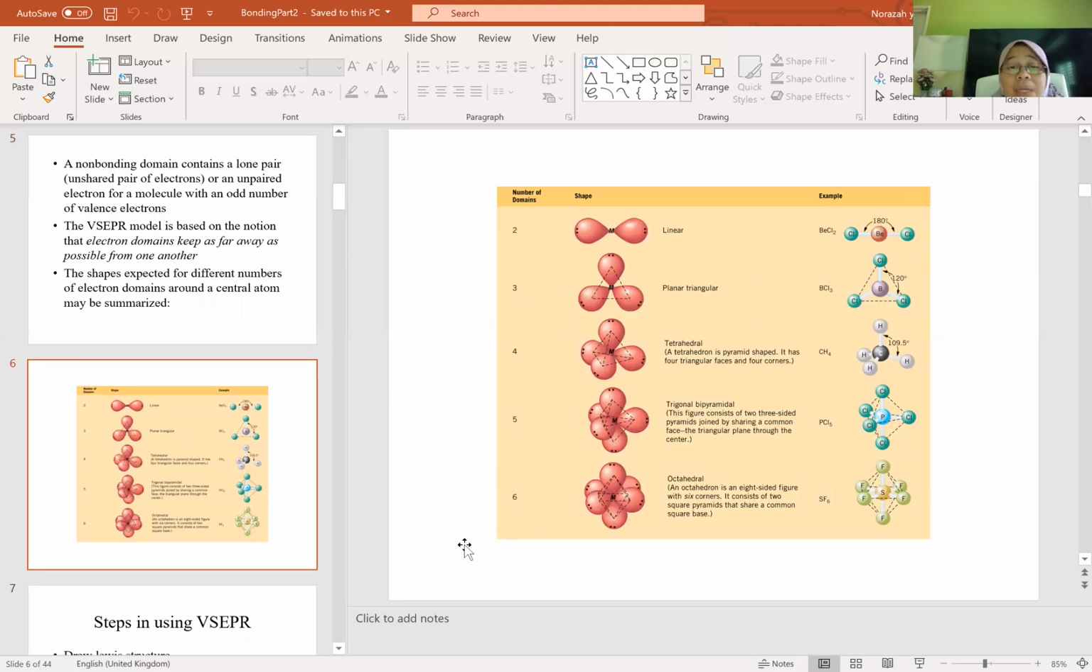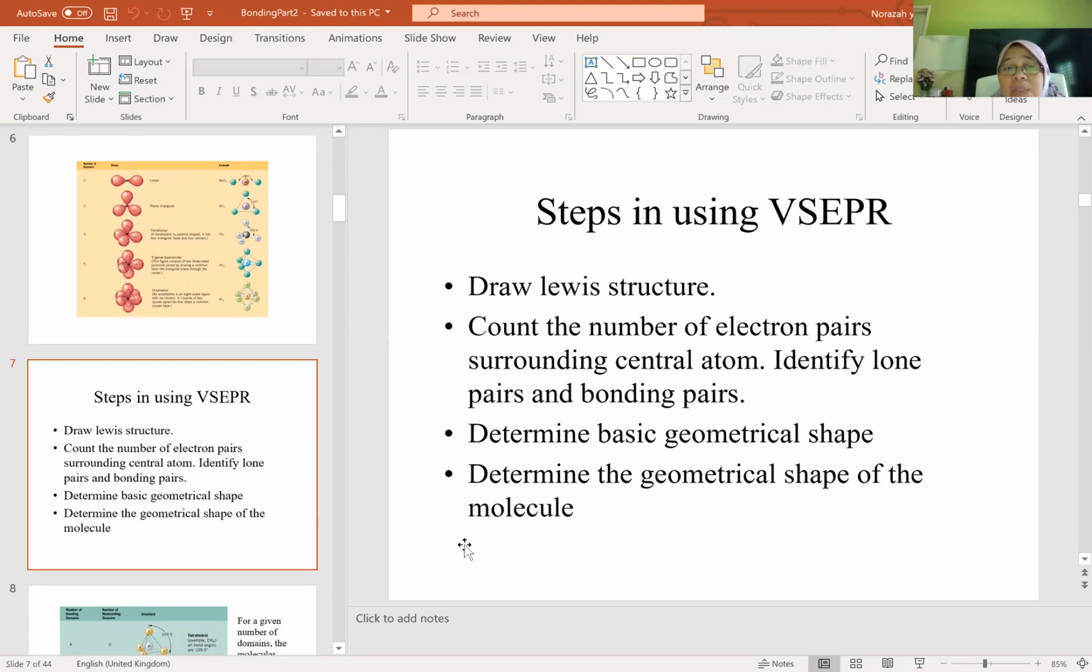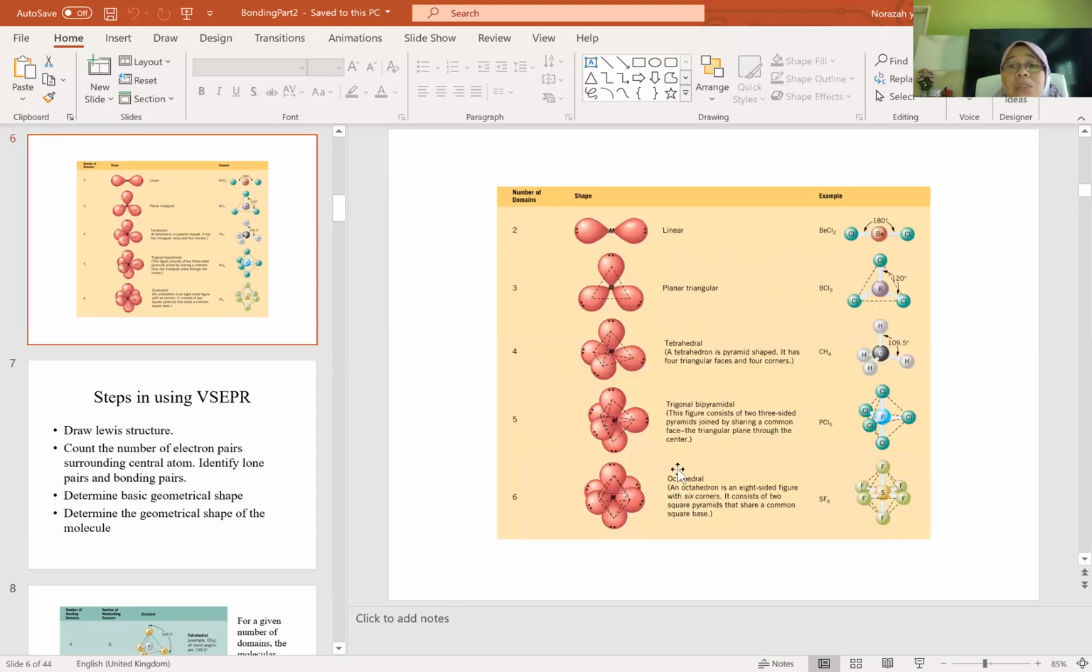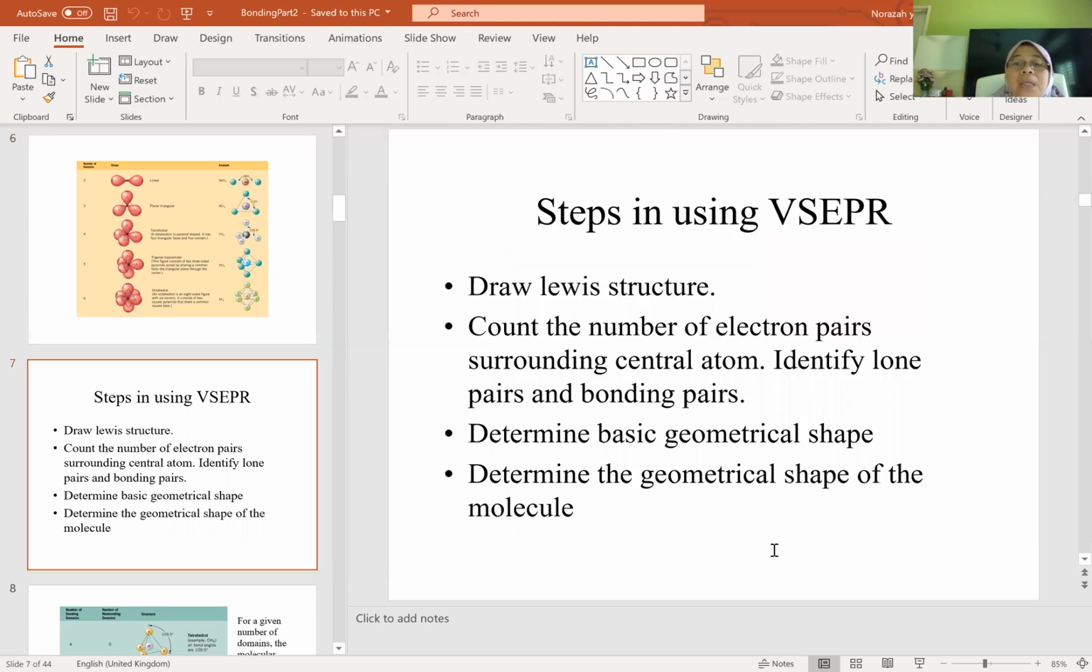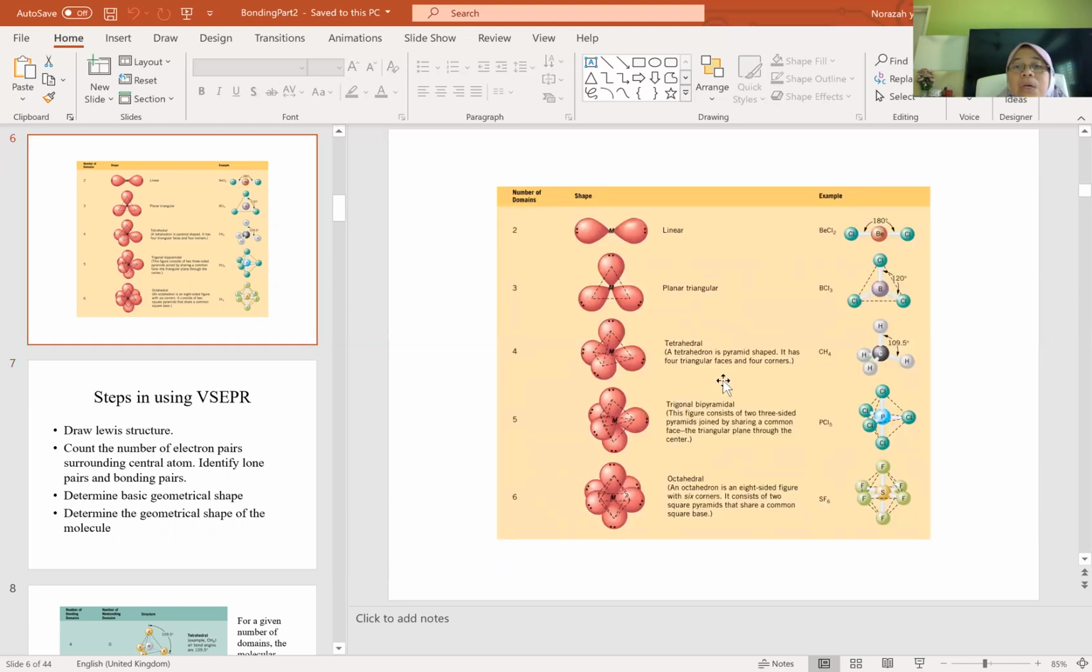So this is also known as the basic geometrical shape, based on the total number of domains. After that, from the geometrical shape, you can identify the specific molecular structure, the geometrical shape of the molecule. So for example, if you have an electron domain of 4, the general structure or electronic structure is tetrahedral.